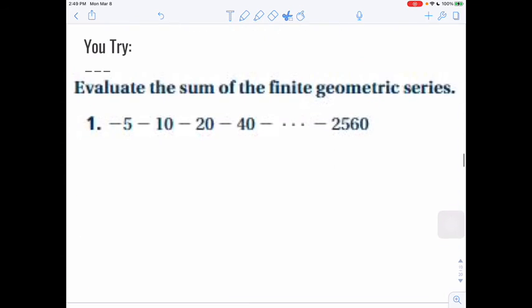And now I would like you to try number 1. Evaluate the sum of the finite geometric series, -5, -10, -20, -40, all the way till you get to 2,560.